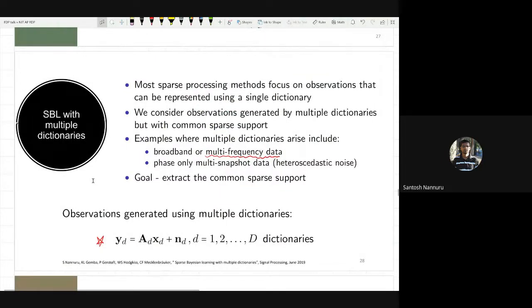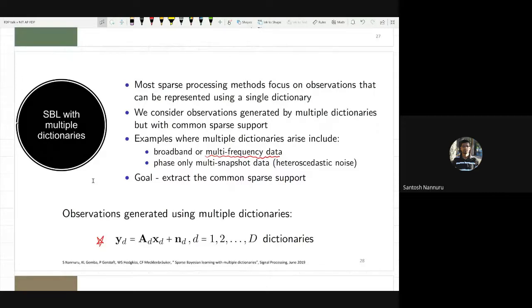But many times you have a broadband signal. You record signals at multiple frequencies together, or you record a time domain signal which will have multiple frequencies. So your observations at different frequencies will depend on a matrix which is also different, depending on that frequency. How can I process this data now? My earlier tools will not work because they work under the assumption that the A matrix is fixed and known. Here also it is known, but it's not fixed. It's changing every time. So that is the idea of SBL with multiple dictionaries.